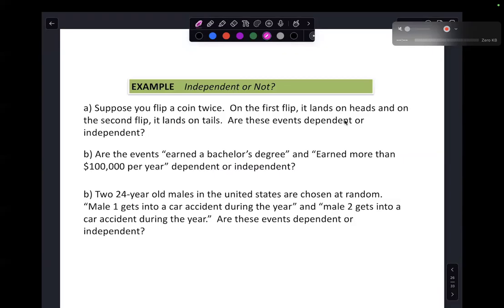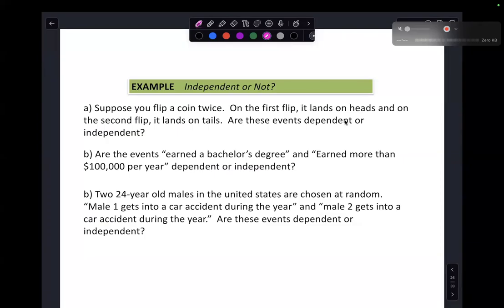So, are the events earned a bachelor's degree and earned more than $100,000 per year? Do you think those are dependent or independent? Think about those. Yes, they're definitely dependent. A teacher earning a bachelor's degree is not going to be earning $100,000 per year. So maybe those are independent, but normal people, they just don't pay teachers that much. Actually, I think in California and New York, if you've been teaching enough years, you can earn over 100,000, but their cost of living is outrageous.